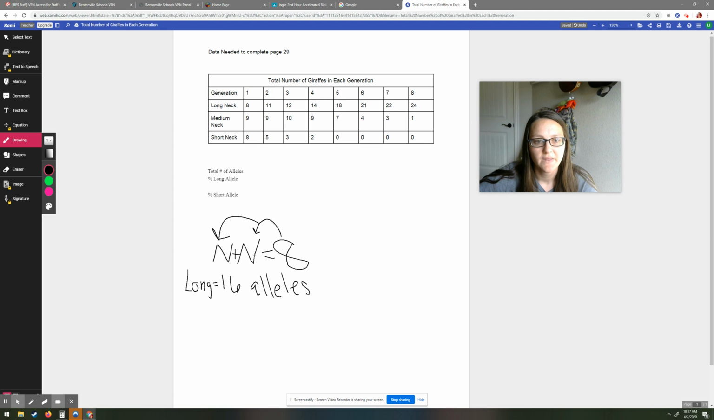Now we need to do medium. With medium, that's one big and one little, so it's heterozygous. It says that there are 9 medium-neck giraffes. So you take that 9, and that means that there are 9 little n's and 9 big N's. Since right now we are just focusing on the long allele, for medium we are only going to count 9 because we're only counting the uppercase N's. So there are 9 alleles.